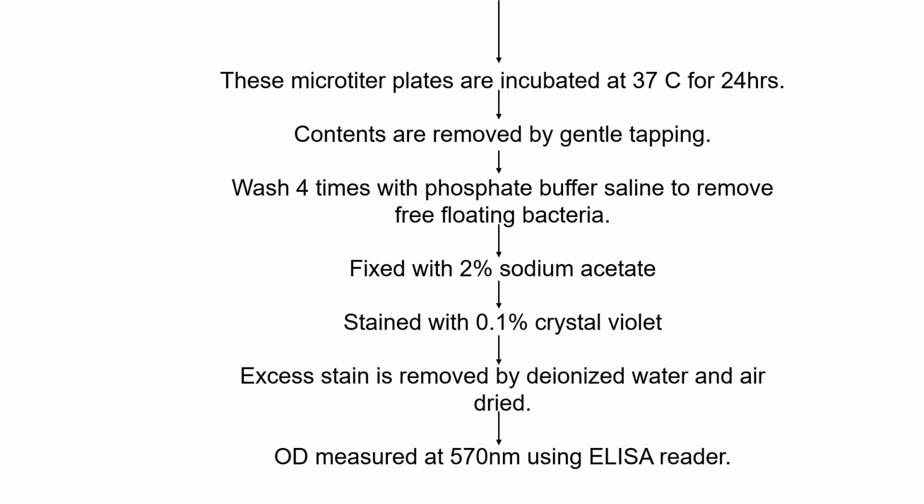These microtiter plates are incubated at 37 degrees Celsius for 24 hours. The contents are removed by gentle tapping. Wash 4 times with phosphate buffered saline to remove freely floating bacteria. Then fix with 2% sodium acetate and stain with 0.1% crystal violet. Excess stain is removed by deionized water and the plate is air dried. The absorbance is measured at 570 nanometers using an ELISA reader.